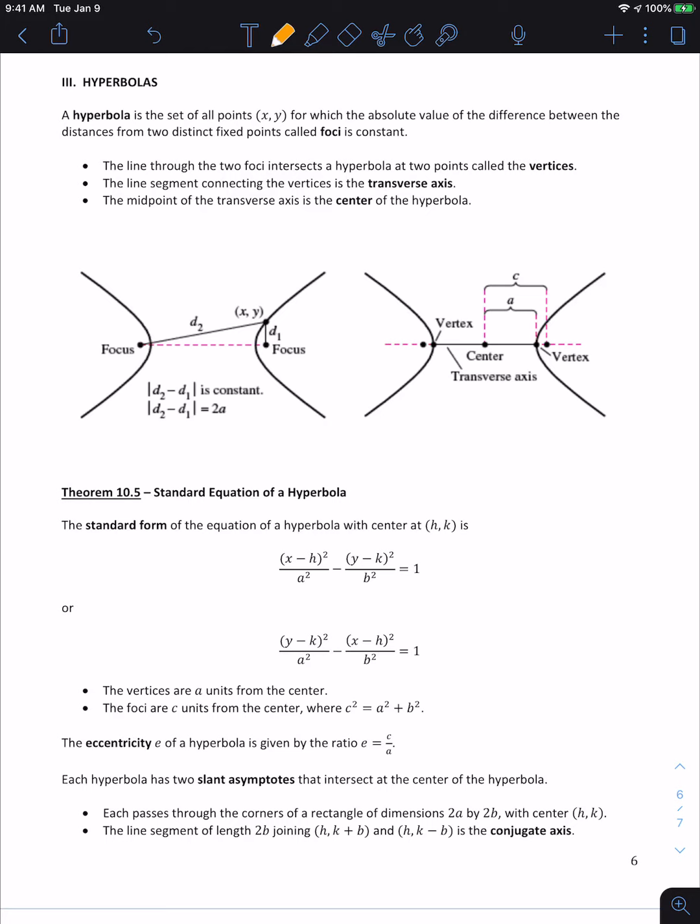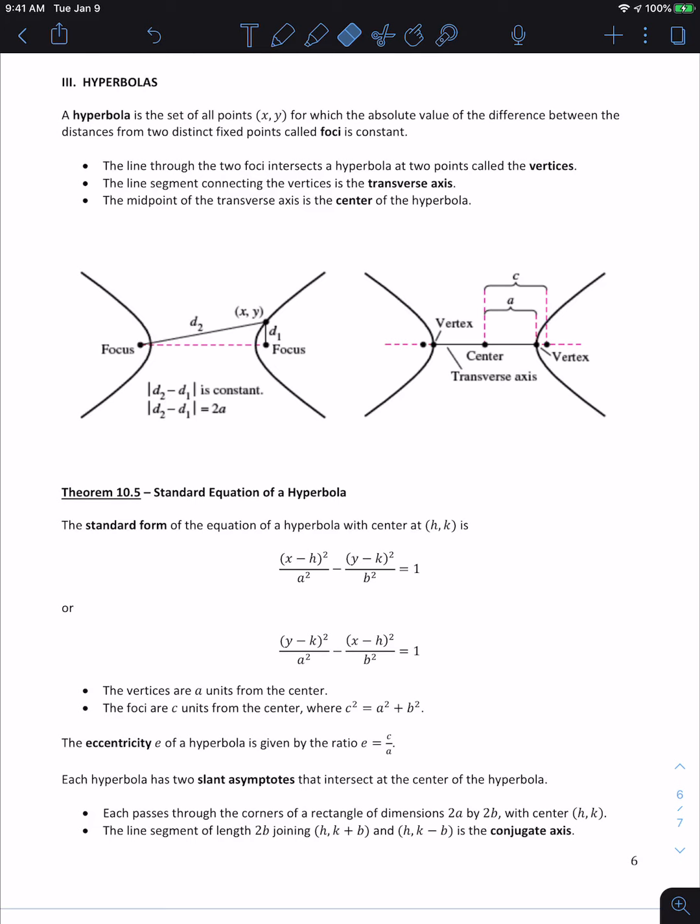Hello everyone, in this video we're going to look at section 10.1, subsection 3, which is hyperbolas. So a hyperbola is the set of all points (x, y) for which the absolute value of the difference of the distances from two distinct fixed points, called the foci, is constant. In other words, this is my two points, and the absolute value of the difference of these two distances is the same as the absolute value of, say, the distance from here to here. Or say if I had the point here, this distance minus this distance is going to be the same as the difference of all the other distances.